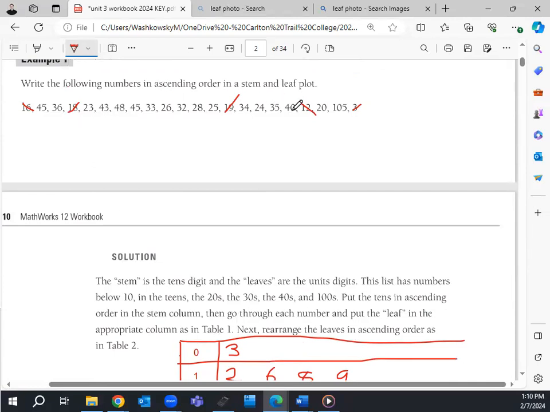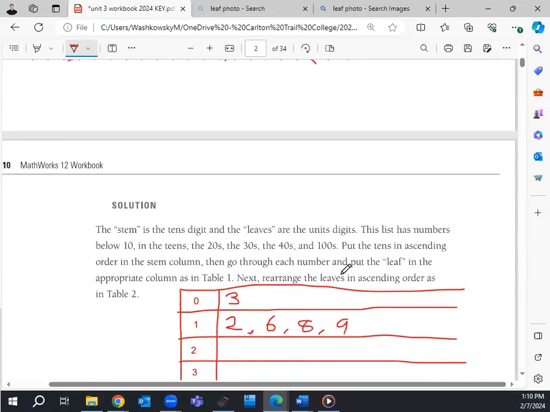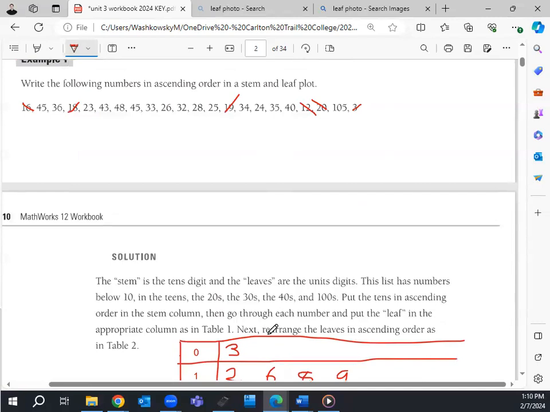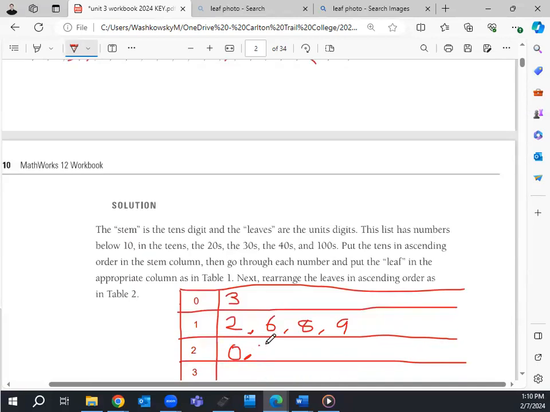There's no 20. Sorry, there is a 20. There's a 0. But there's no 21. There's no 22. But there is a 23. And there is a 24. And there is a 25. There is a 26. There's no 27s. And there is a 28.